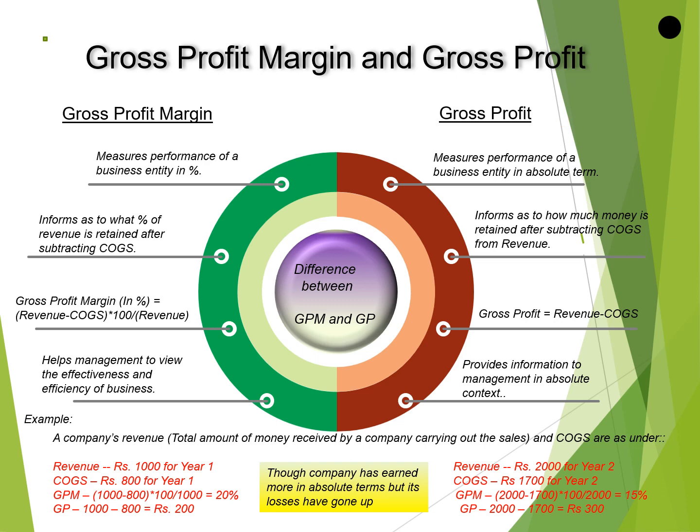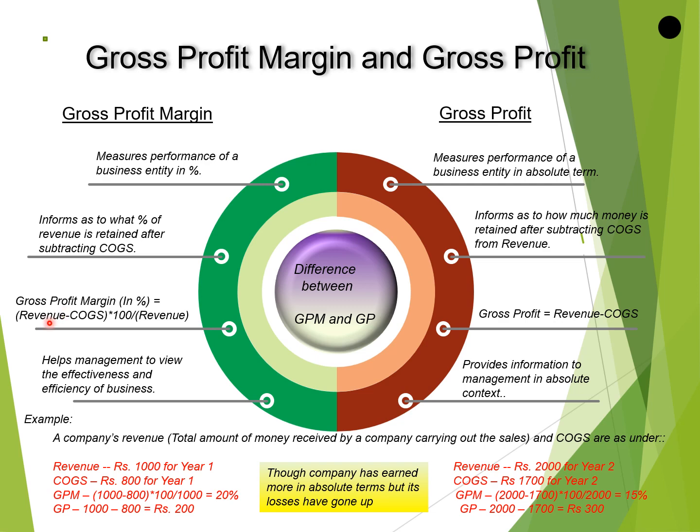Then gross profit margin informs us as to what percent of revenue the company has retained after subtracting cost of goods sold from revenue. We shall take one example also. I think things will be more clear then. In gross profit, this informs as to how much money is retained after reducing COGS from revenue.